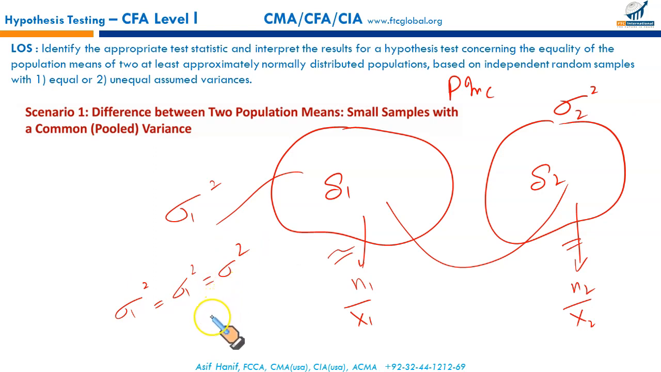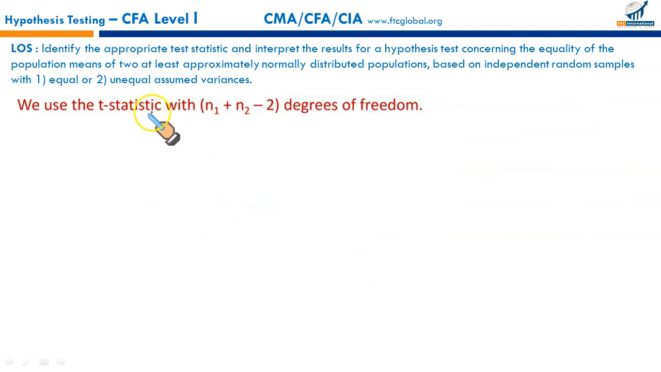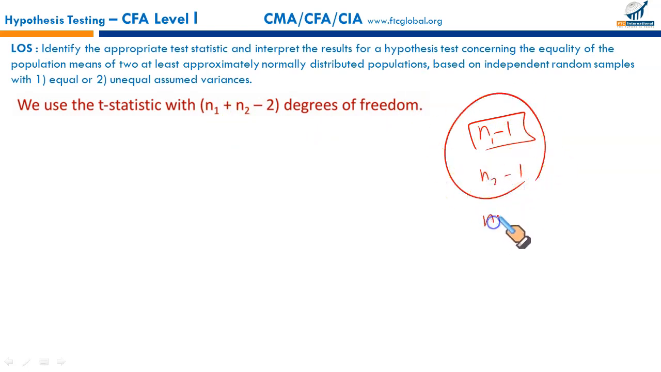So our null hypothesis here is that the difference between the population means is 0. Now in this case, we use the t-statistic with N1 plus N2 minus 2 degrees of freedom. Since there are two populations, remember from the previous learning outcome statements, N minus 1 is normally the degrees of freedom. So N1 minus 1 and N2 minus 1. When combined, it gives you N1 plus N2 minus 2. So this is the t-statistic with N1 plus N2 minus 2 degrees of freedom.